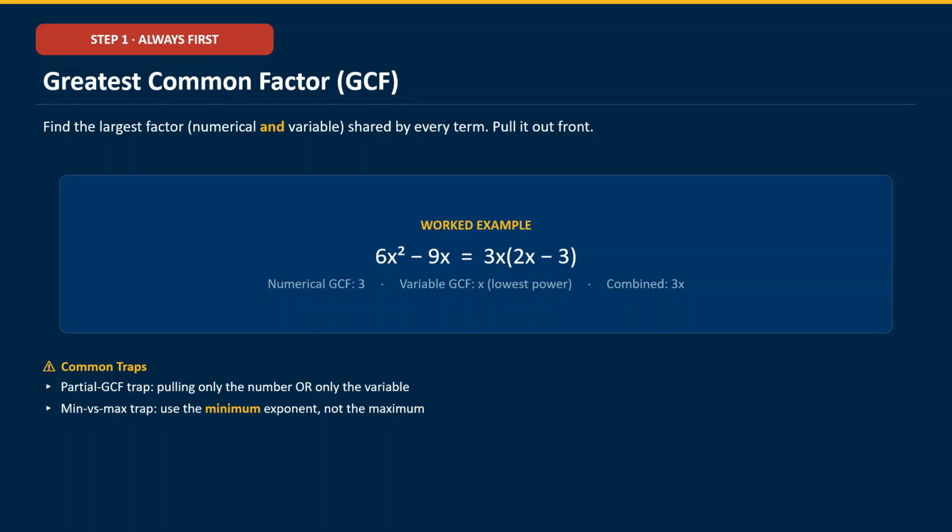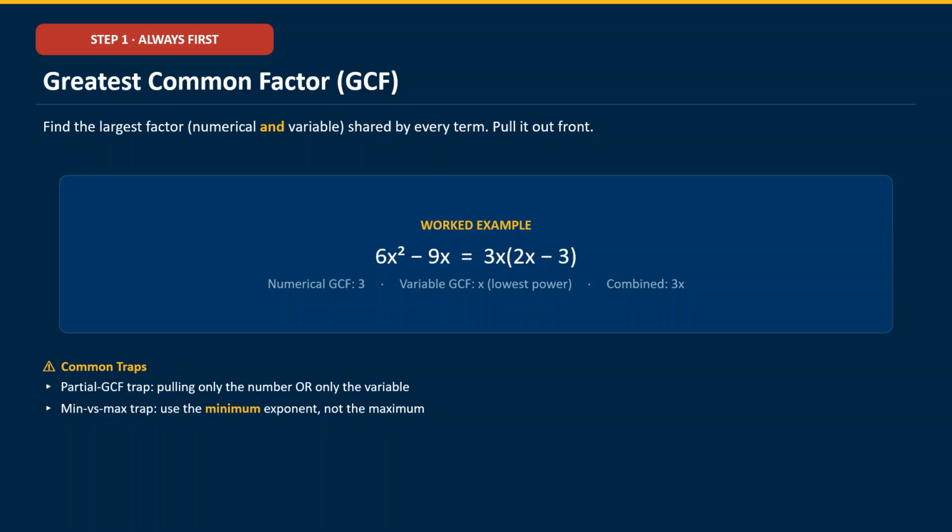Step 1 is always the greatest common factor. Always. Before you try any other pattern, scan all terms and find the largest factor, both numerical and variable, that is shared by every term. Then pull it out in front, leaving the leftovers in parentheses.